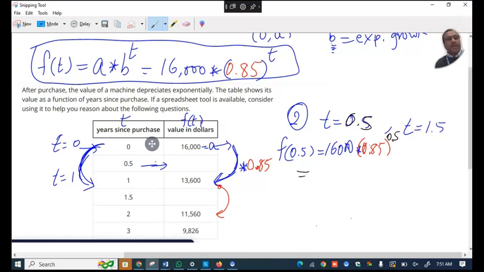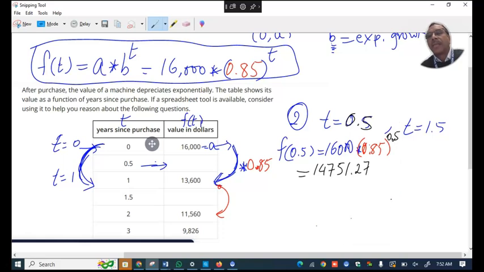Can somebody help me? What do you get? Demarco, can you plug in the values and see what you get here? 16,000 times 0.85 raised to the power. Valeria, what did you get? Okay, I'll put it as 14,751.27. I'll write it exactly so that we know.